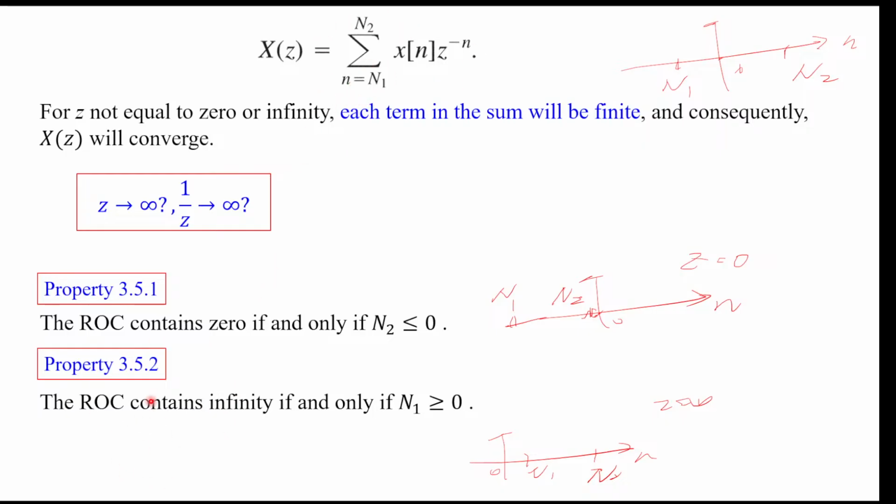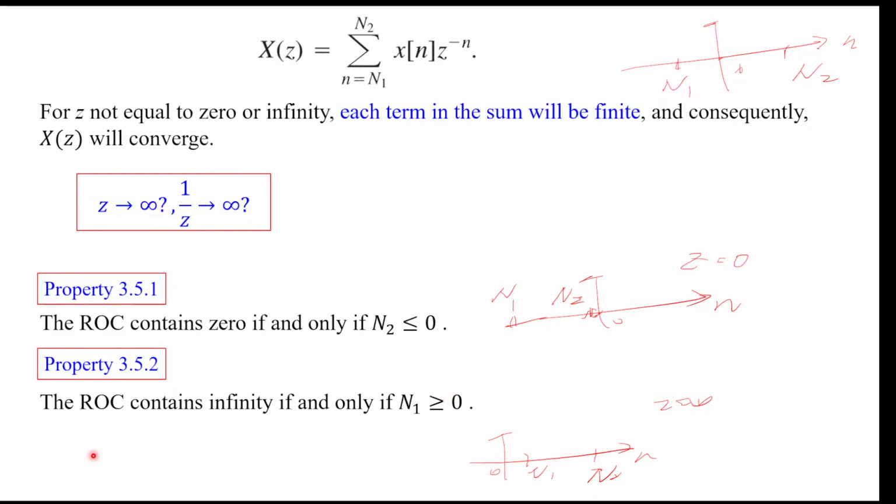So if you want your ROC to include infinity, this summation here should not have a negative power of n, and that means you want your n1 to be greater than or equal to 0. Okay, so this is the condition for your ROC to contain infinity.